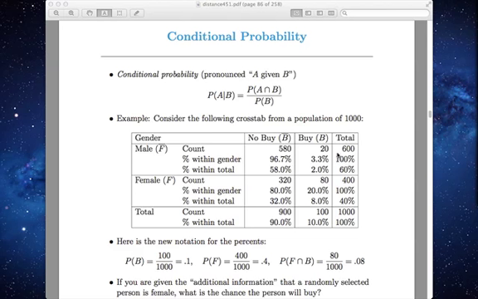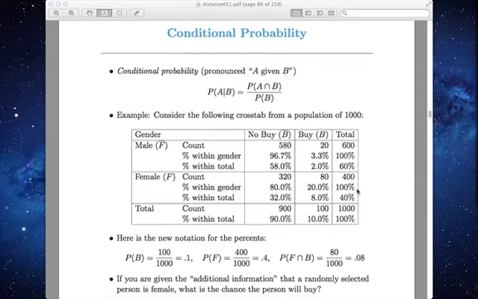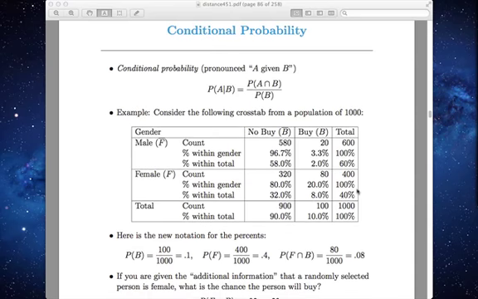Suppose that we have 600 males in this population and 400 females in this population. Now we have 20 buyers who are male. We have 80 buyers who are female. Then the remaining 580 men are non-buyers. The remaining 320 women are non-buyers. Now what I'm taking you through here is nothing new. It's just a plain old crosstab like we did last week.